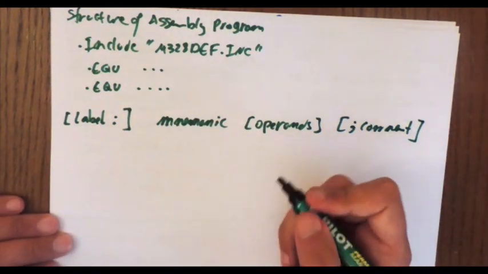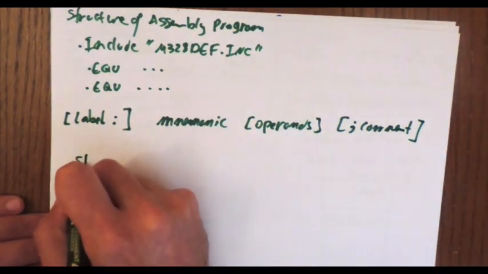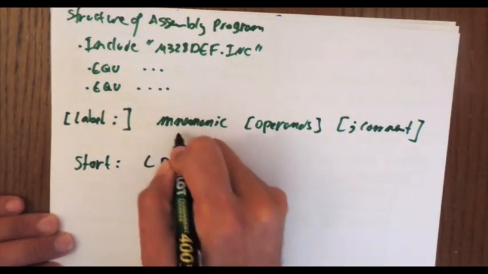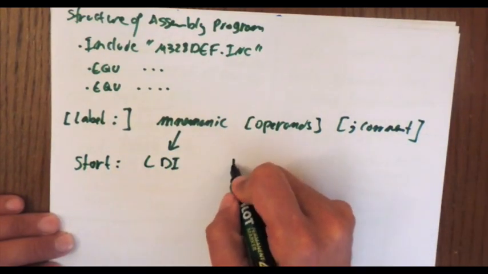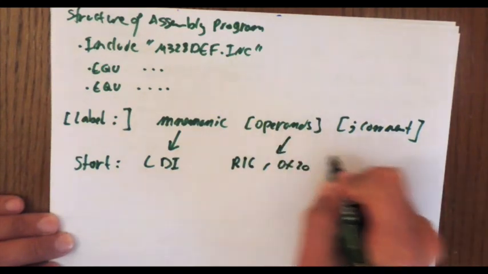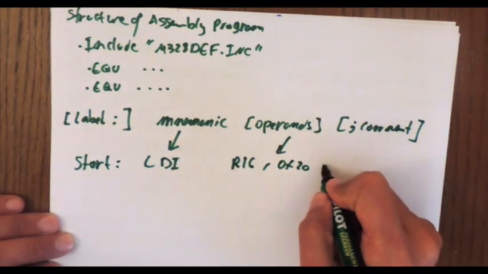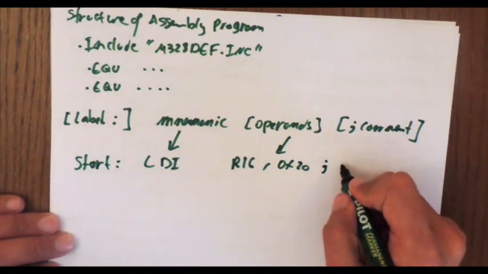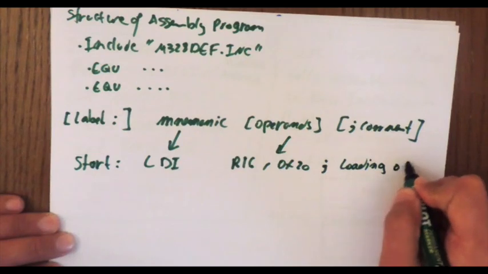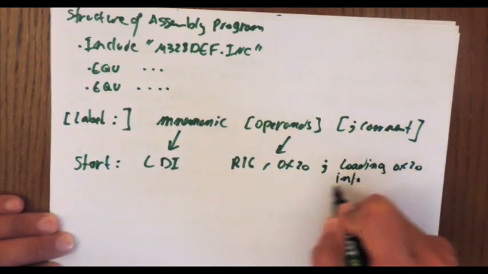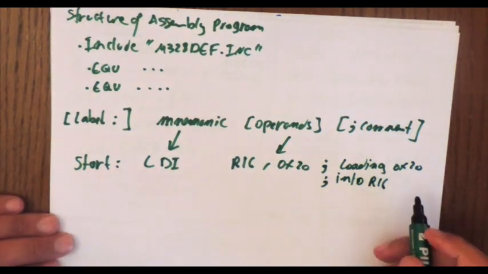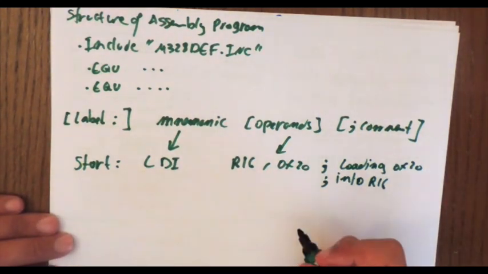So for example, I can say start, this is the start of my code, let's say LDI, this is the mnemonic, and then I'll take R16, 0x20, these are the operands, and then the comment, I will say loading 0x20 into R16. So this is the way we write the code usually.